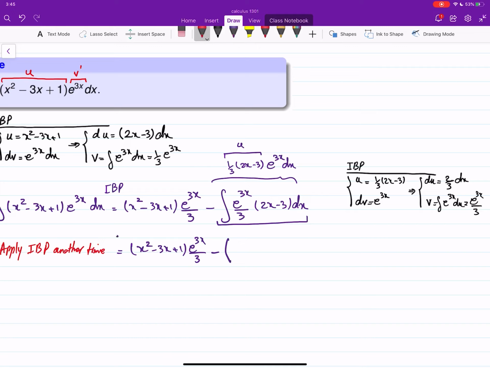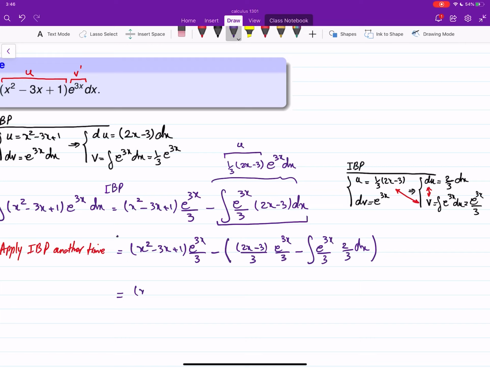U, for me, this time is 1/3 of 2x minus 3. So it is, let me write here, 2x minus 3 over 3. And v is e to the power 3x over 3 minus the integral of v du. So that would give me e to the power 3x over 3, which is v, times 2/3 of dx.